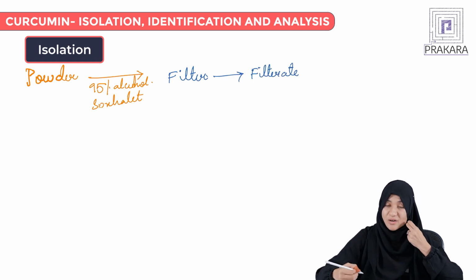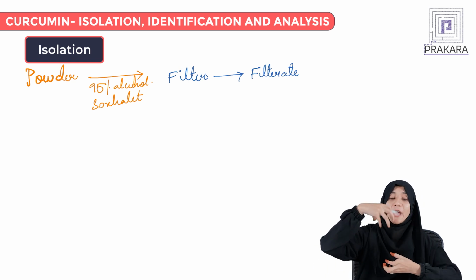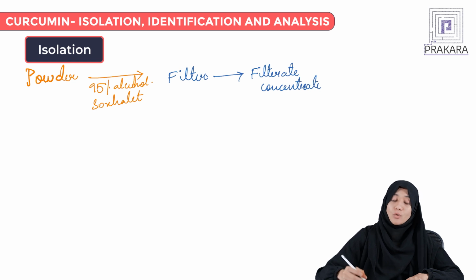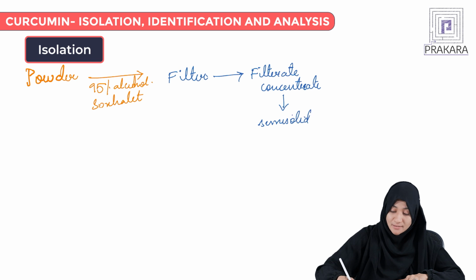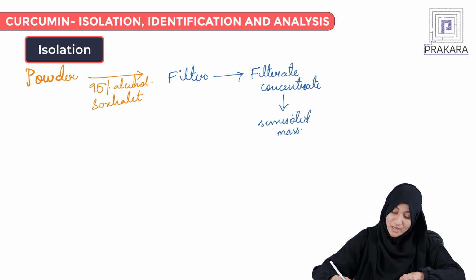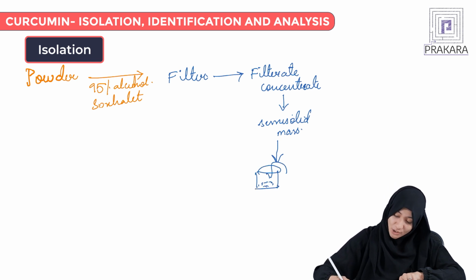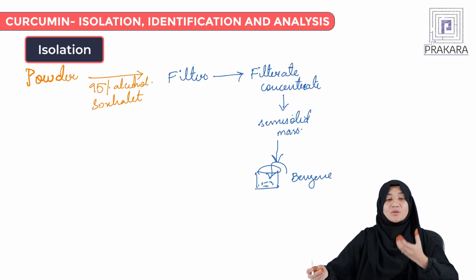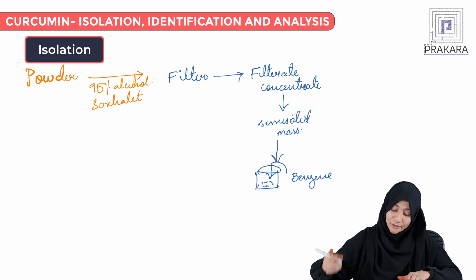And you concentrate it to evaporate the alcohol, and when you concentrate it, you will see the formation of a semi-solid mass, a semi-solid residue. Now you select that semi-solid residue and dissolve it in a sufficient quantity of benzene. To the semi-solid residue, you add sufficient quantity of benzene.